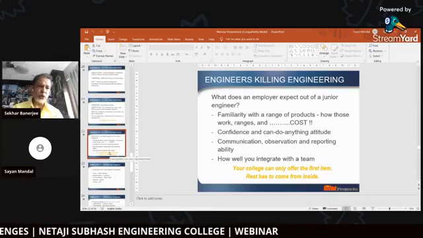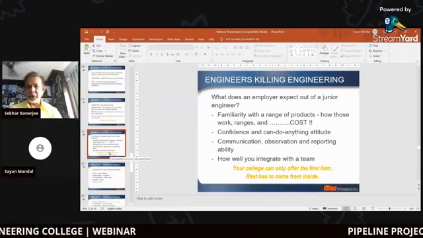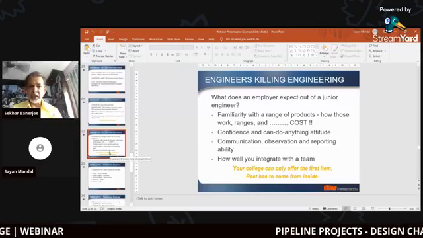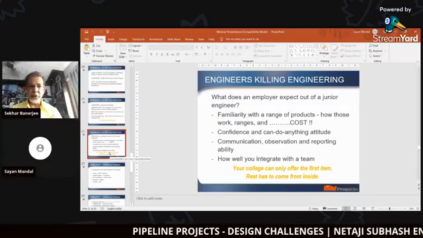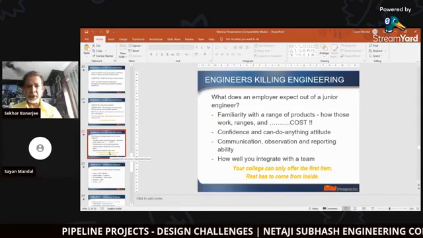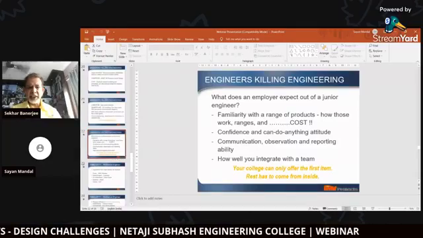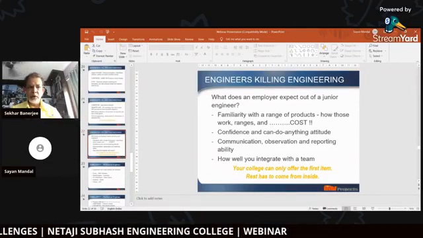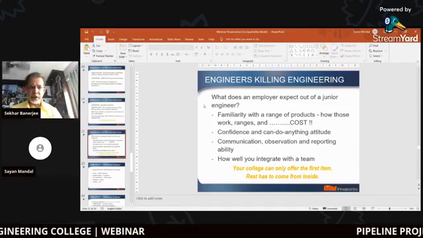The employer also looks at his communication skill. Can he observe everything? Can he make a short, concise report? Can he communicate with the field guys effectively? No stories. Absolutely data-based reporting. We look at it very thoroughly, that how he communicates.